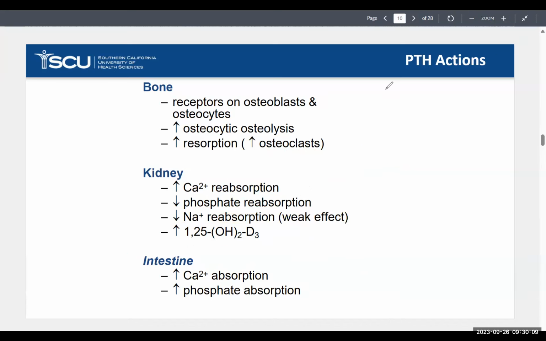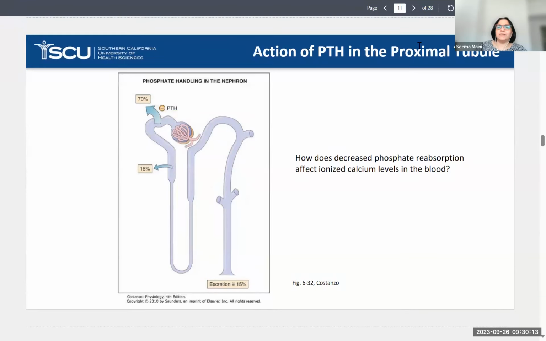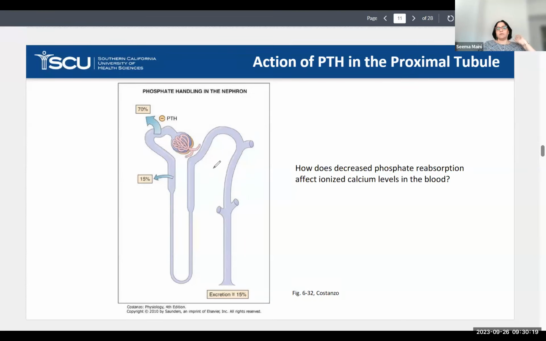Yes. All right. So here, look at the effect of parathyroid hormone in the proximal tubule. So we are looking at a nephron. Parathyroid hormone acts at two different locations on the nephron. It acts on the PCT, that is the proximal convoluted tubule, and it also acts on the DCT. Let's first look at its effect on the PCT.